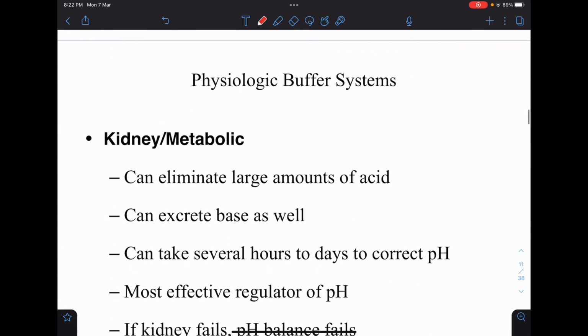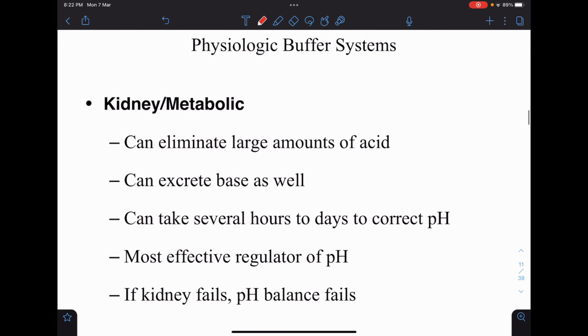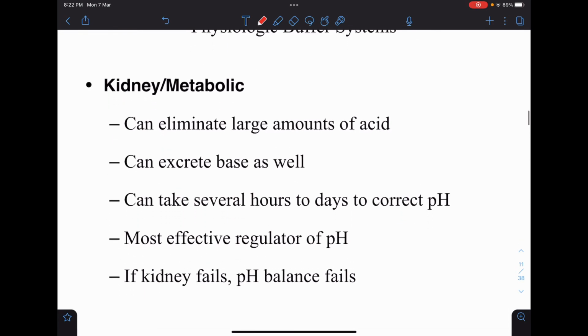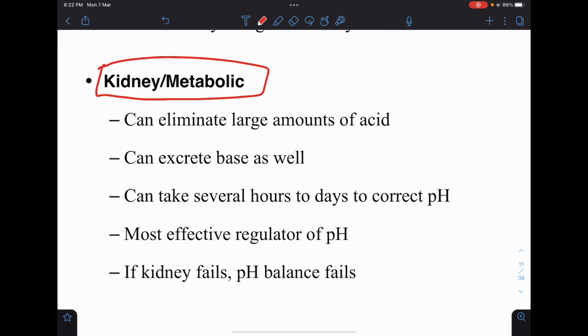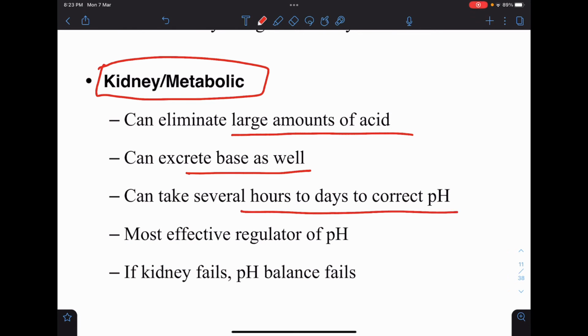Right? Physiological buffer system, coming to the kidney or metabolic buffer system. What does the kidney do? It can eliminate large amounts of acids from the body. It can excrete base as well. That means in times of need, it can excrete acid in large amounts, or excrete base as well. But it takes several hours to days to correct pH. Whereas the respiratory system takes minutes to hours, the kidney takes several hours to days to correct the pH.